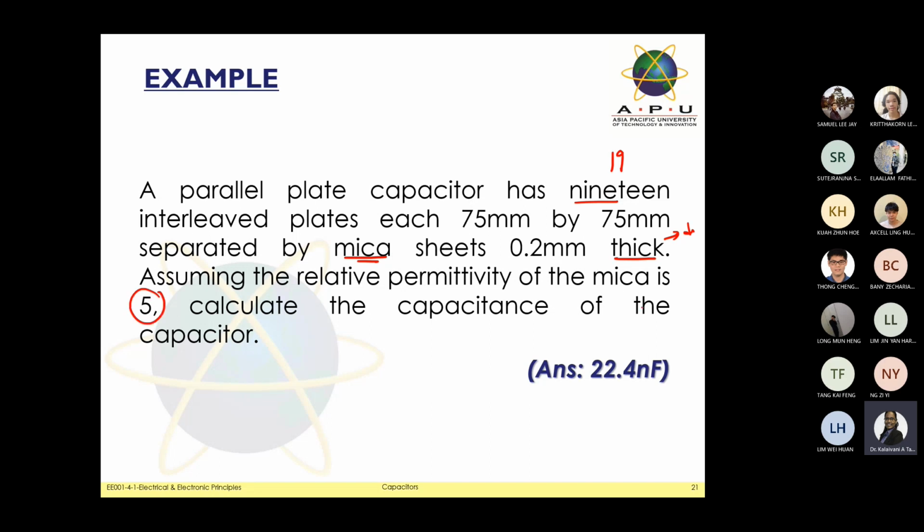Sometimes the mica has its own range. Please remember, they put it as 4 to 8. But for this question, they already specified for you the relative permittivity is 5. So you don't need to refer back to any tables here. Easy for you. And what they ask here is: calculate the capacitance of the capacitor. They already give you the value here, but don't have a look at the value. Ignore the answer here. I want you to calculate, write on your piece of paper and send to me in the meeting chat. I just want to have a look at the calculations part, the steps, not the answer.